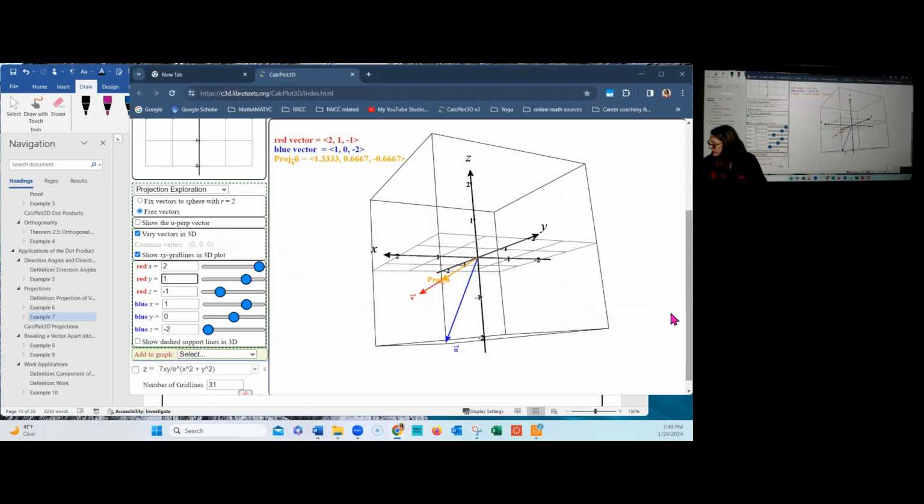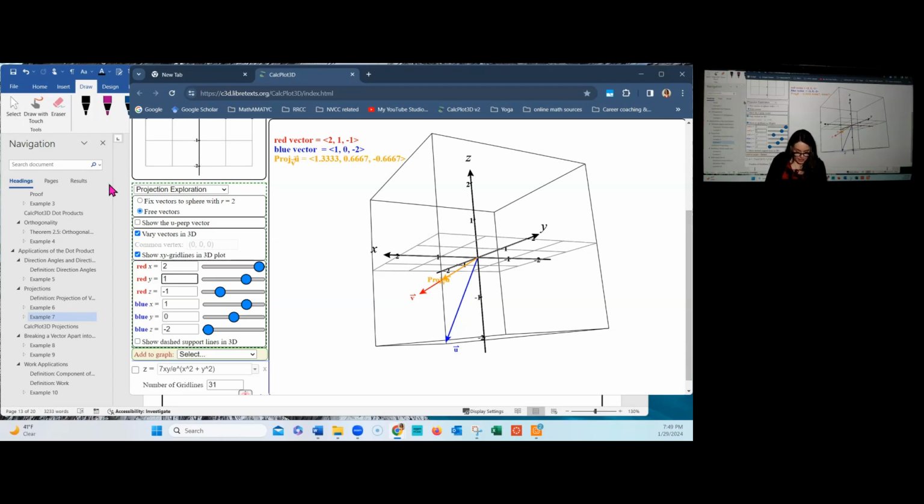And when we look at this, we're going to see that we're getting 4/3, 2/3, -2/3, which is correct. Now, what if you wanted to project the other way around? You wanted to project U onto V instead of V onto U. Then you would need to reverse which one is red and which one is blue, because in Calc3D, it always projects blue onto red.